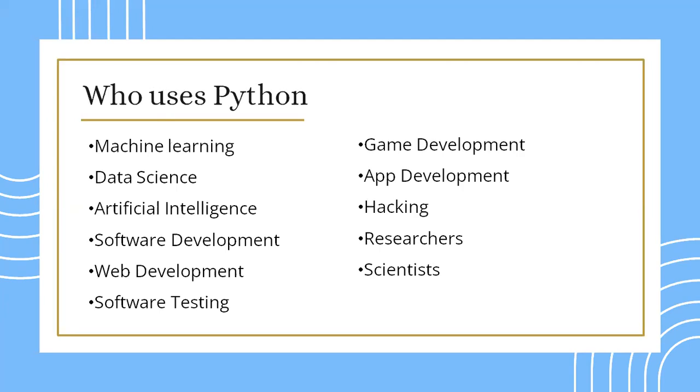Okay. Next, let's discuss who will be using Python and where it is applicable. Nowadays, we can say Python is being used everywhere, right? Like machine learning, data science, artificial intelligence. We can use Python as a software development tool by using the Django framework, web development, right? For software testing purposes we can use it, in game development, application development, hacking also.